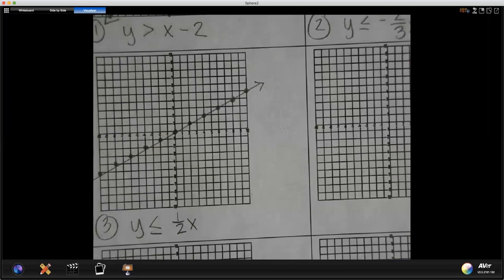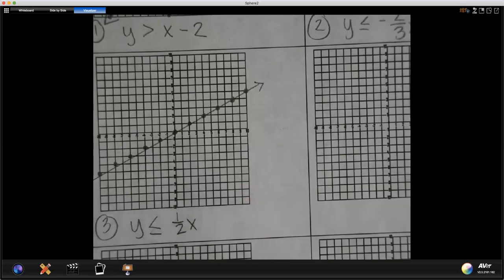Go ahead and pick a test point. I want you to pick whatever test point you want and test it out. It cannot be on the line, however. You can pick any point except for the points you just plotted, as long as it's not on the line.